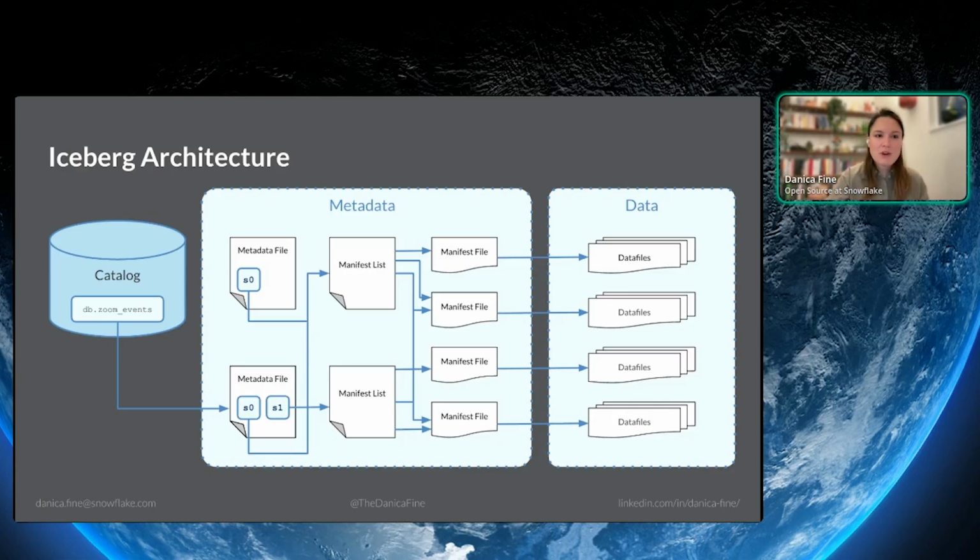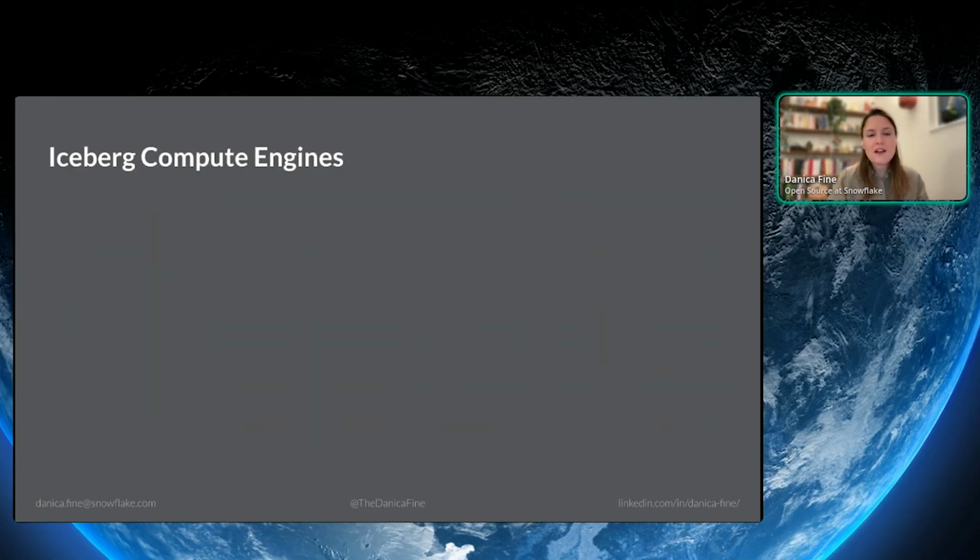The catalog is going to keep track of individual tables and maintain references to that latest metadata file as it evolves over time. And there's a lot of different catalog implementations that you can use, but we're going to use Apache Polaris. Okay, so those are the high level components of Iceberg, metadata, our catalog, but Iceberg is just a format for storing our data in.